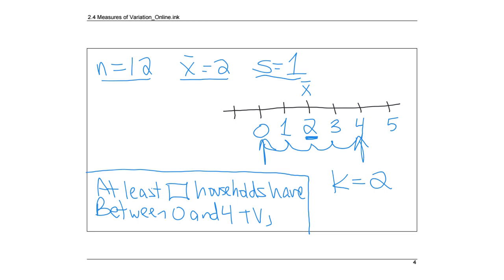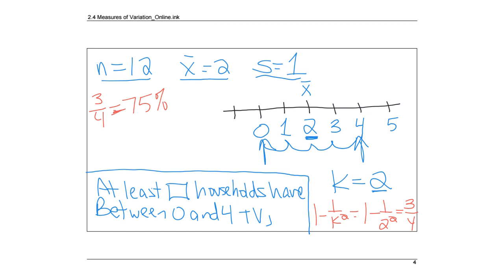So now we're going to take that k of 2 and put it in the formula. So my formula is 1 minus 1 over k squared. So that gives me 1 minus 1 over 2 squared, which is going to give me 3/4. Now, if they had just asked for the percent of households that have between 0 and 4, then I could change that 3/4 into 75%, and I would be done.